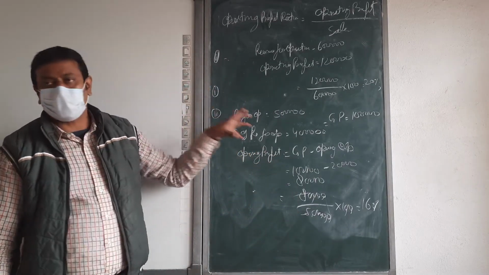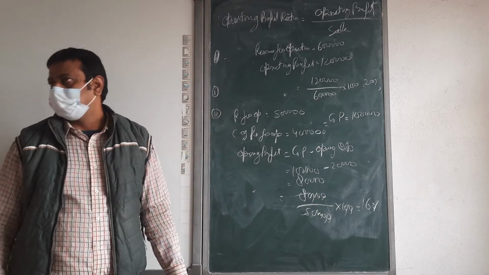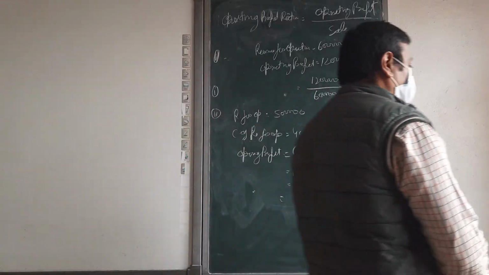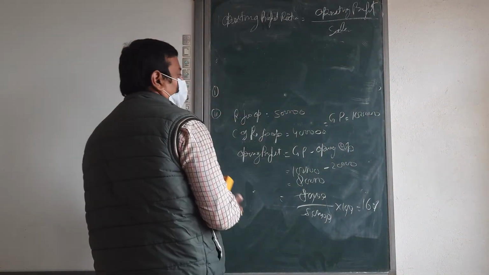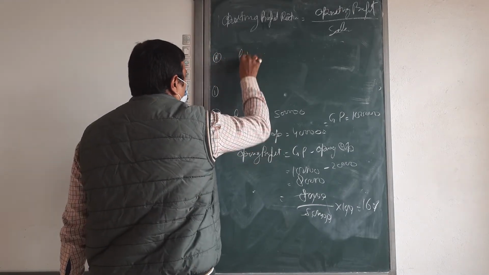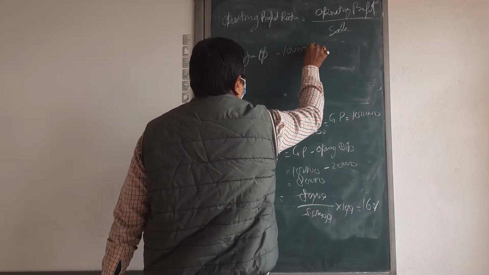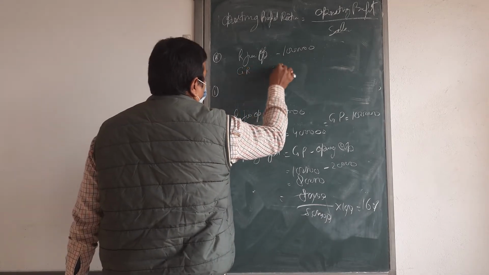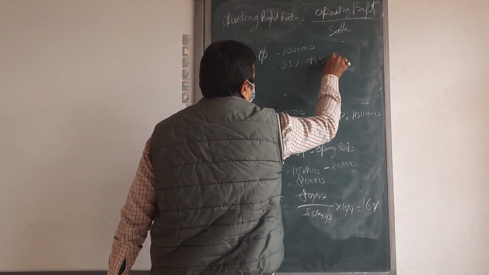Only keep your mind on the questions. You have both things. GP will come, and then you have the formula for that. Finished? Okay, go for case third. Third is revenue from operation 10 lakh. Gross profit 25% on sale, or revenue from operation.